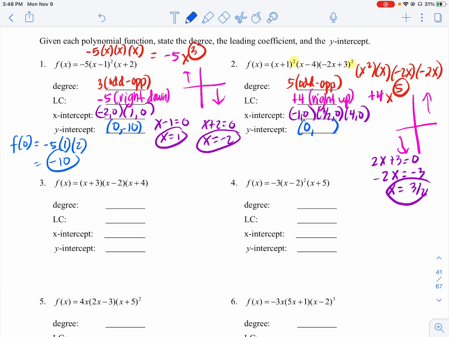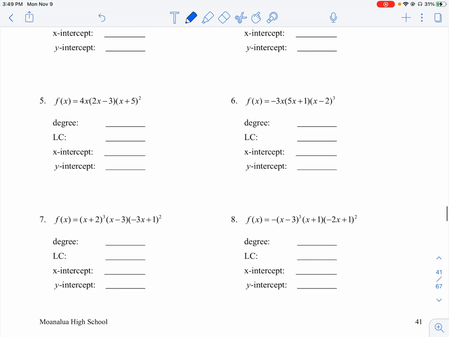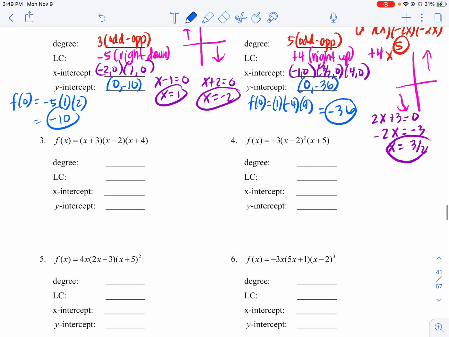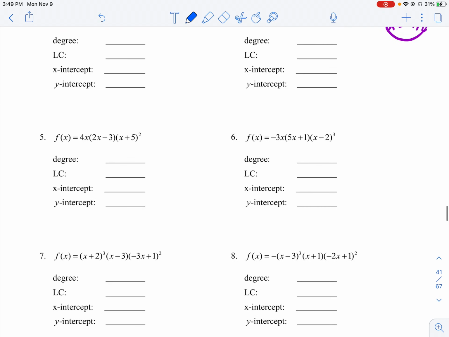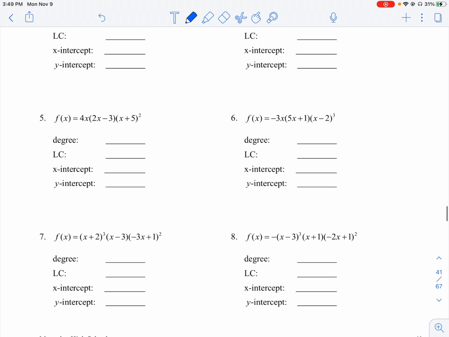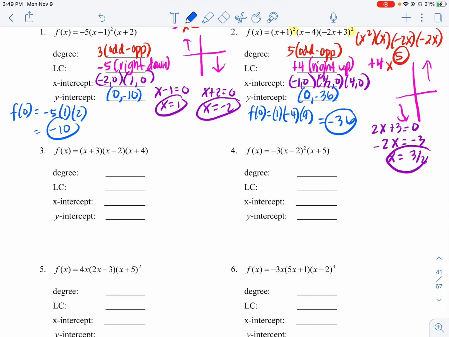For my y-intercept, what do we do? We plug in 0, f of 0. 0 plus 1 is 1. 1 squared is 1. 0 minus 4 is negative 4. Negative 2 times 0 is 0. 0 plus 3 is 3. 3 squared is 9. So altogether, it's negative 36. Okay. For more examples, I think we can do 3 and 4, and then I think you can do the rest for practice, right? Let's do 3 and 4.